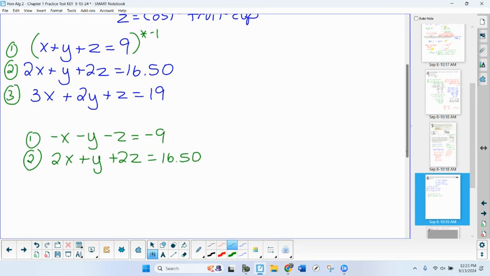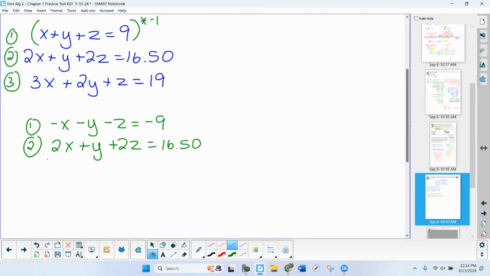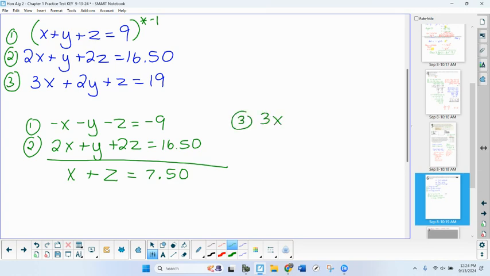Add. What do you get when you add those? X. And then the y's cancel out. And then z plus z equals. Hold on. 7.5. Okay. Now, you have to use equation 3. Did you want to use equation 3 with 1 or 3 with 2? 1. Okay, so I'm going to write 3 down first.